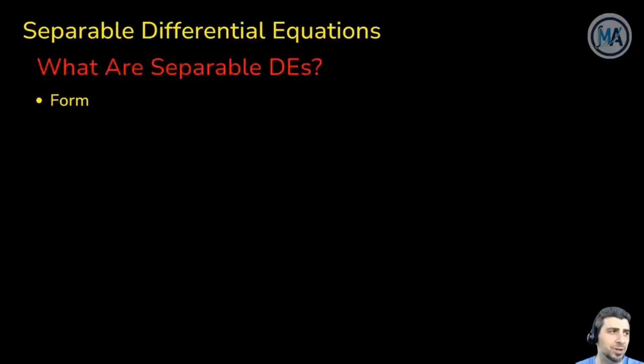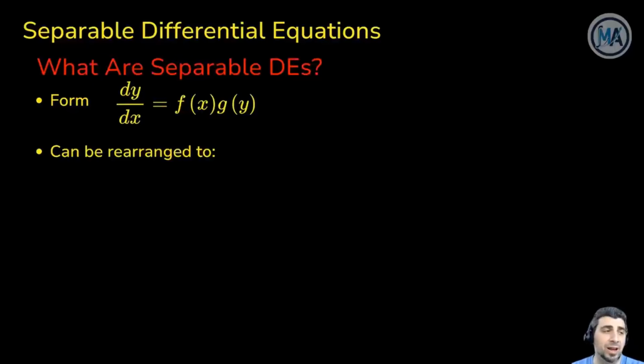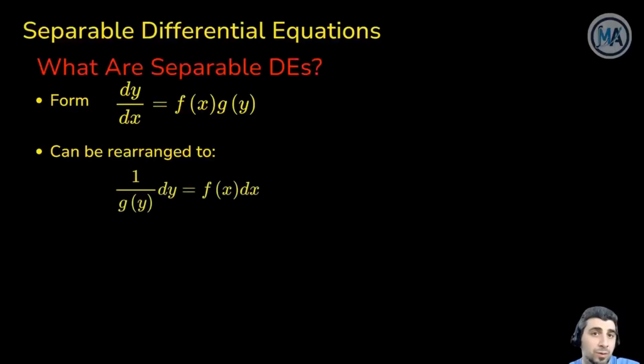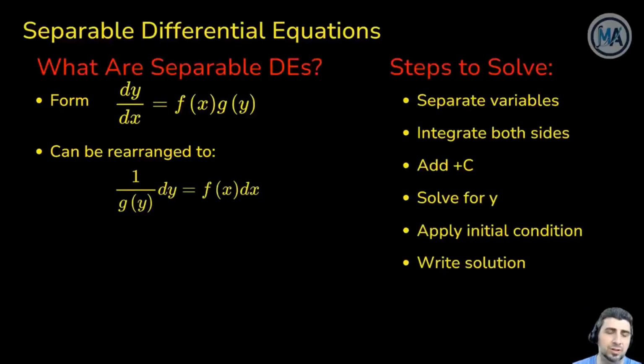Separable differential equations. These are differential equations of the form dy/dx equals some function of x times some function of y. These can be rearranged into the form 1 over the y function times dy equals the x function times dx. The steps to solve this are you separate the variables, integrate both sides, add plus c to just one side, solve for y, apply the initial condition, and then write the solution.